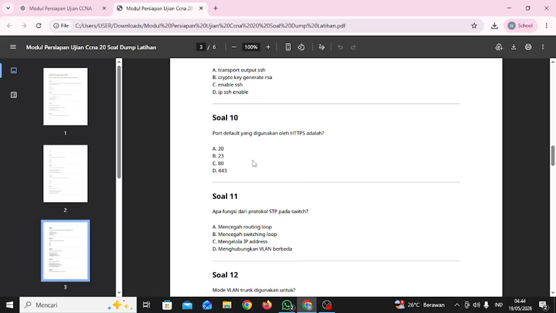What is the default port number for HTTPS? Okay, A 20, B 22, C 23, and D 443. Okay, and the correct answer, that is 443.